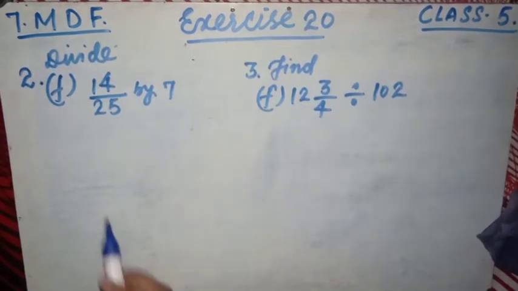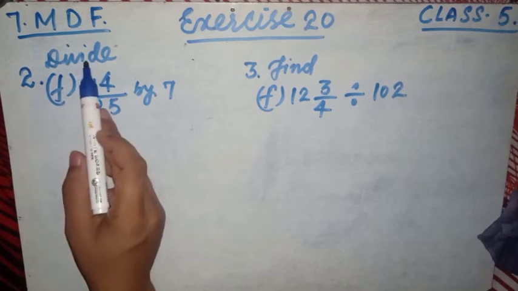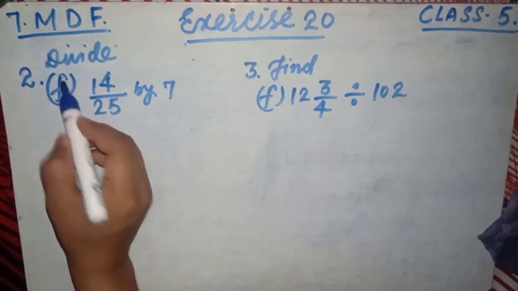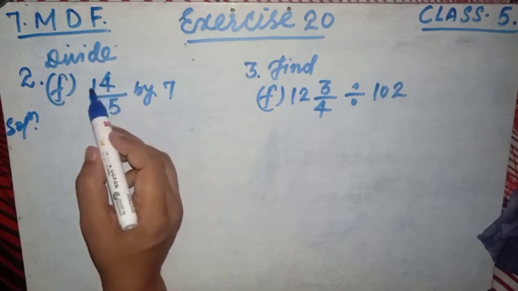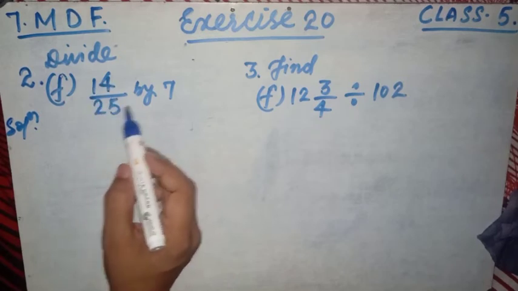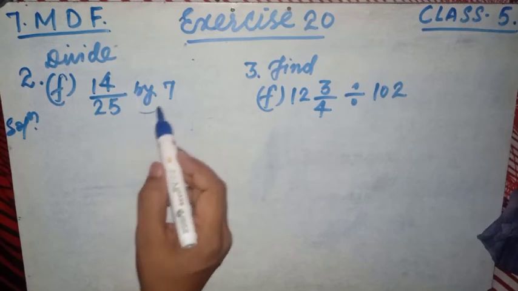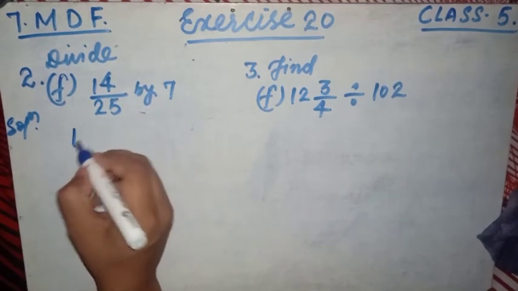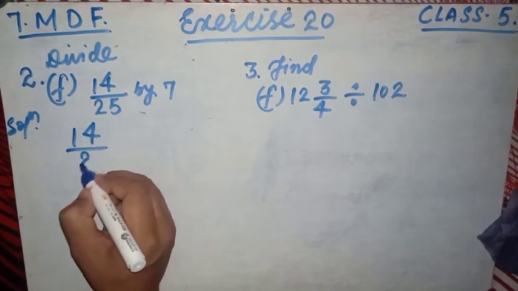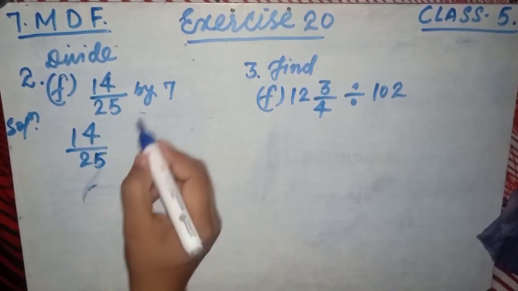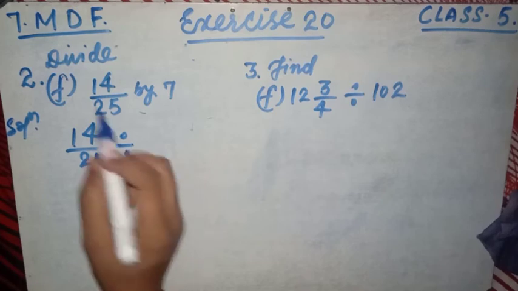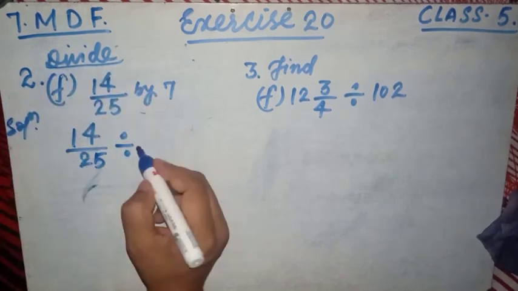Now friends, see, we have taken question number second, divide. Now we have taken the sub question f. Now have a look, this is divide 14 by 25 by 7, means instead of this "by" we have to apply the division sign. Here 14 divided by 25, as it is. Where there is "by" it means divide, because the statement says divide, and this is 7.